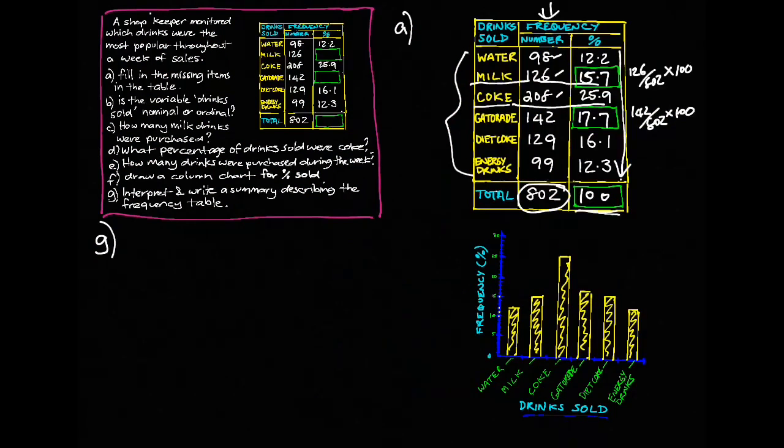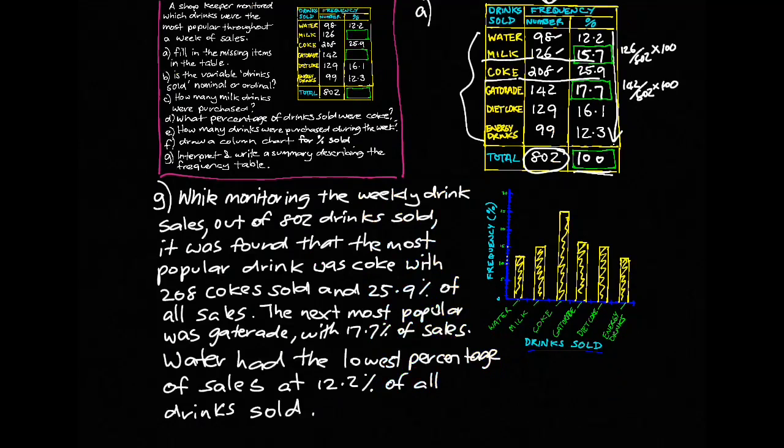So finally, interpret and write a summary describing the frequency table. So in a science report, or when I'm summarising the findings of my data, I might say something like, while monitoring the weekly drink sales, out of 802 drinks sold, it was found that the most popular drink was Coke, with 208 Cokes sold and 25.9% of all sales. The next most popular was Gatorade with 17.7% of sales, and water had the lowest percentage of sales at 12.2% of all drinks sold.